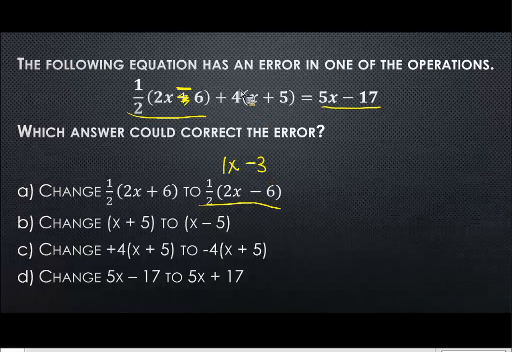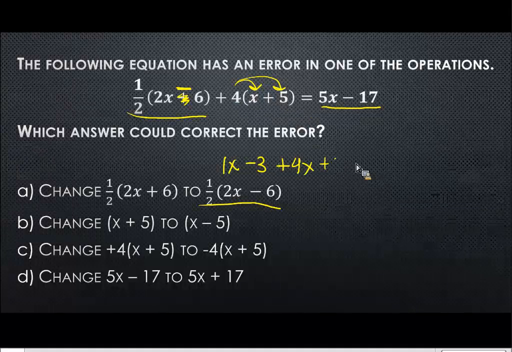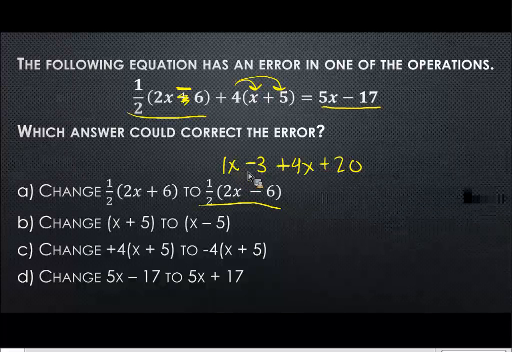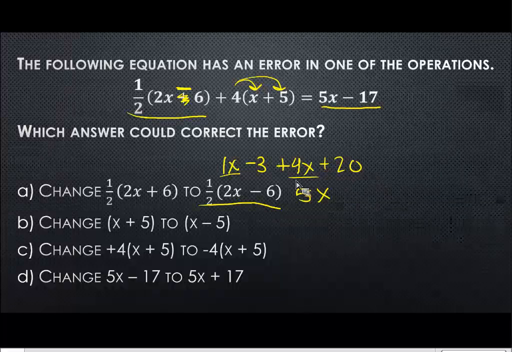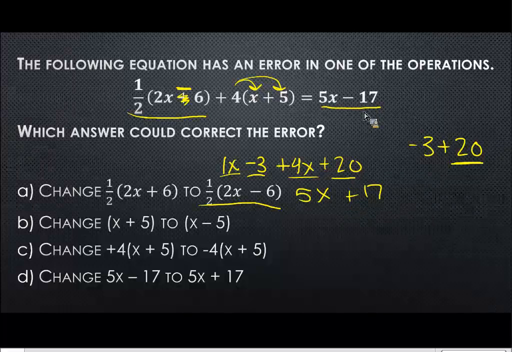Okay, now over here I'm distributing, right, so I have 4 times x, which is 4x, 4 times 5, which is 20. So if I combine these, I have 1x and 4x, which is 5x. And I have negative 3 and 20. Now, negative 3 plus 20, the 20 is bigger, which means this is a plus 17. So close, we have the right numbers, but it's still not quite right.